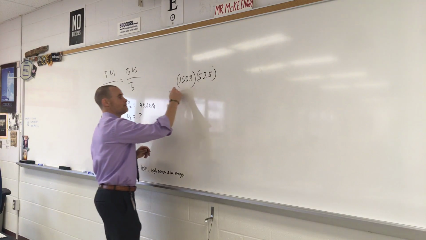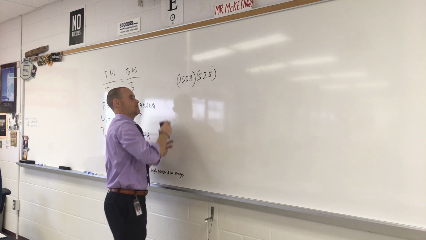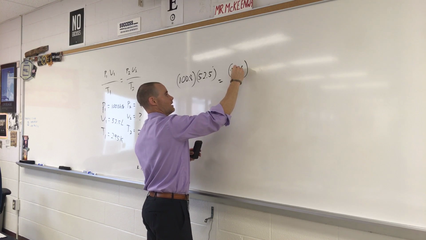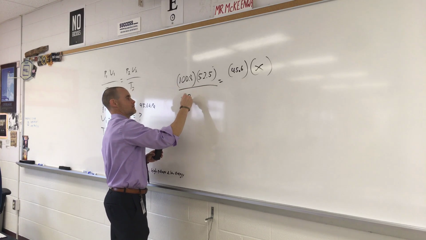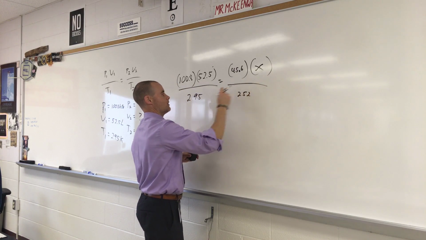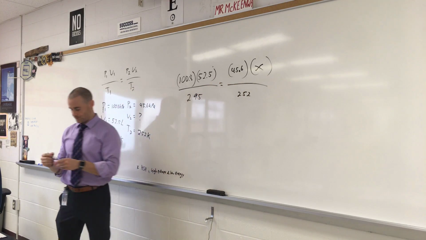Continue. Over, equals 45.6 times X. Good. And then over 295. 295 over 252. 252, right. And so there is our setup. Who's confused with that?